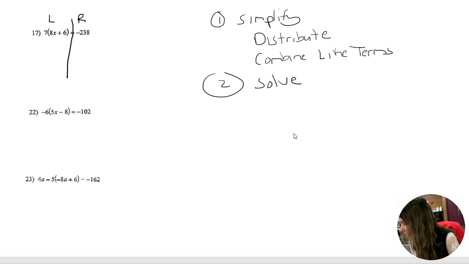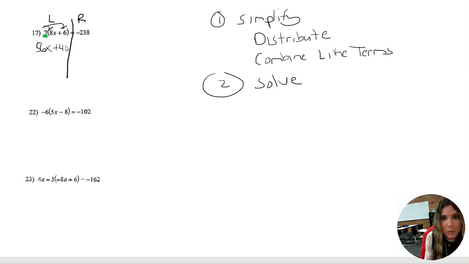Okay, so on question number 17, the 7 is right next to the parenthesis, so I'm going to distribute that to both the 8x and the 6, which is 56x plus 42 equals a negative 238.